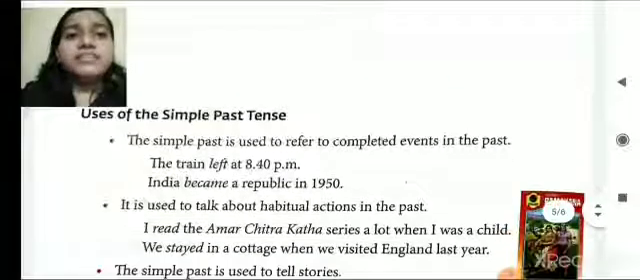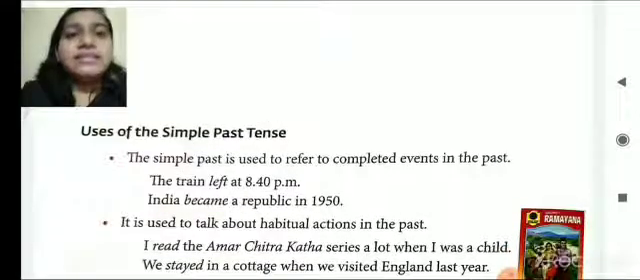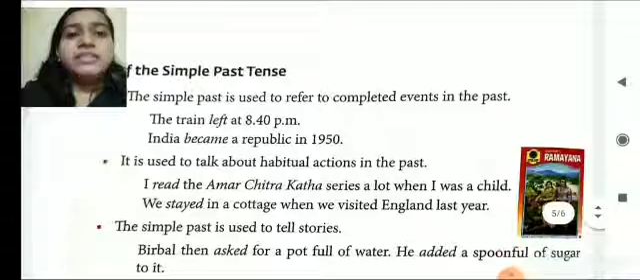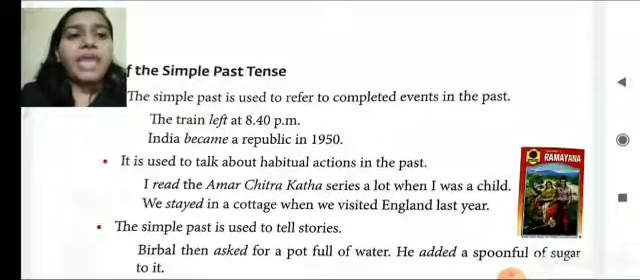Let's see what are the uses of simple past tense. This is what we discussed in chapter number 12, tenses. But let's have a quick look at this. Uses of simple past tense. First point, the simple past is used to refer to completed events in the past. That means all the events which have already taken place in the past, we use simple past tense to refer to them. The next one, it is used to talk about habitual actions in the past. That means the habits which we had in the past, we talk about them in simple past tense.